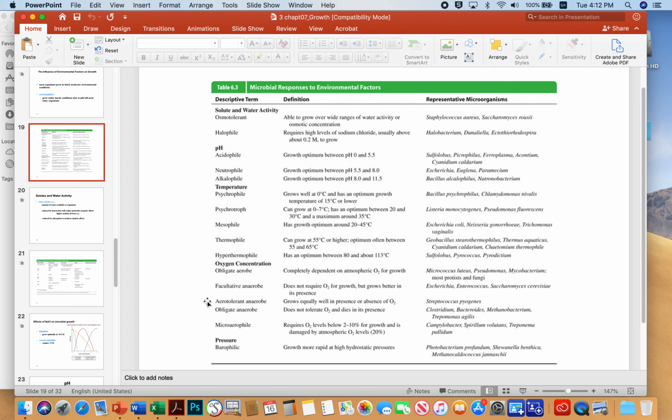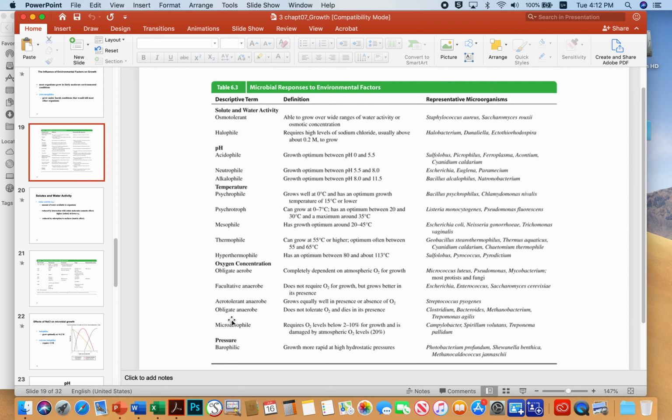Aerotolerant anaerobes are microbes that can grow equally well. It doesn't matter whether there's oxygen or not. But the point is that they are technically anaerobes because they don't use the molecular oxygen for anything. And then the obligate anaerobes are microbes that have to be in the absence of oxygen and can't tolerate the presence of oxygen. They actually die in the presence of it.